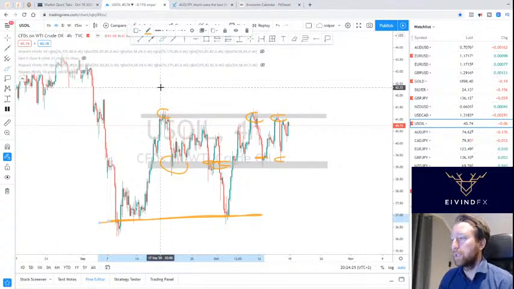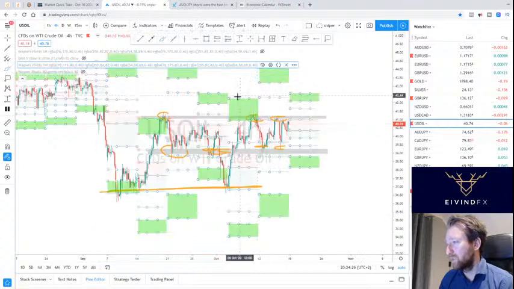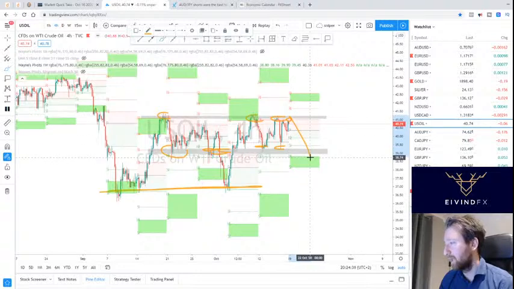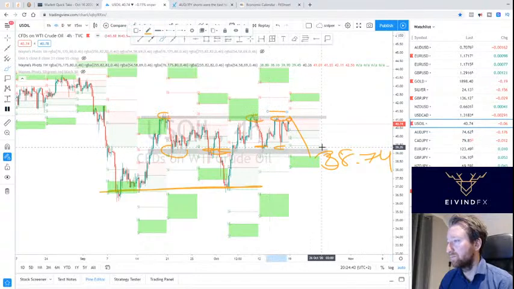So how do you trade this one? I wouldn't trade it, by the way. I wouldn't be sitting on the sideline. But if you're selling up here at 41 and taking profit at 38.74, stop loss above here, very close.